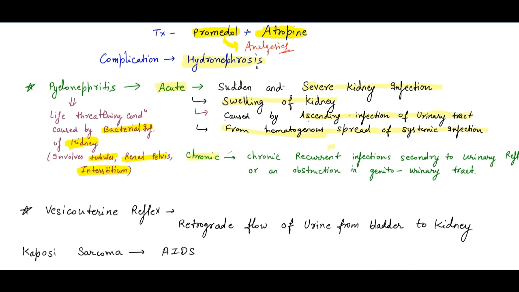So if you find something like that, caused by ascending infection, or in the question they give you ascending infection of the urinary tract, what will be your answer? Acute pyelonephritis. Chronic means the attack is repeated, or there are chronic recurrent infections secondary to urinary reflux, or if there is an obstruction in the genitourinary tract. Also, if in the question they give you repeating attacks, that is the case of chronic pyelonephritis.